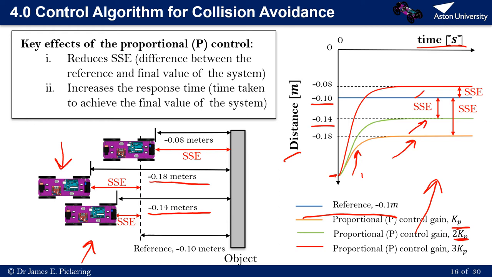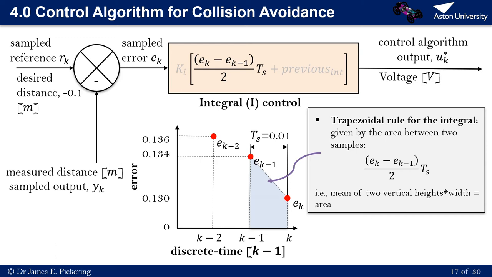So if we now move on to the integral control. I told you the integral was the area between two samples, a current sample in this case, and a past sample. We can work this out using this equation, which gives us our area. It's known as the trapezoidal rule for the integral. The current sample, plus the past sample, divided by 2, gives me a midpoint between those two. Multiplied by Ts gives me the area. So it gives me an approximation for the area underneath those two samples, i.e. the mean of the two vertical heights times the width equals the area.